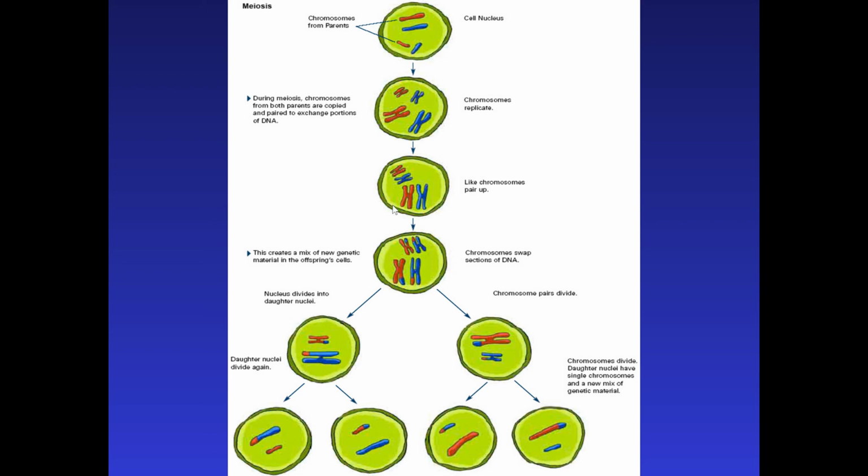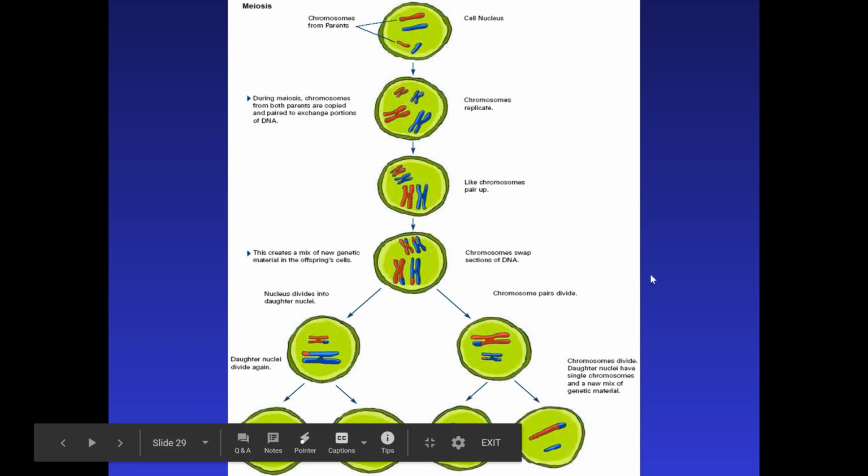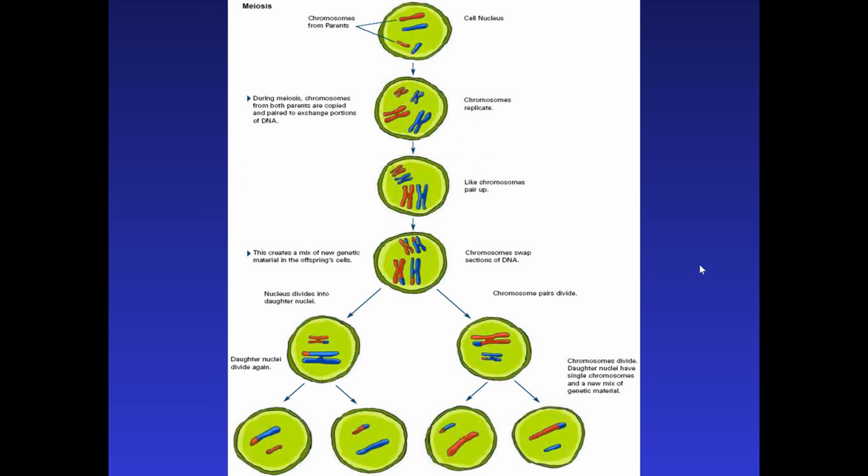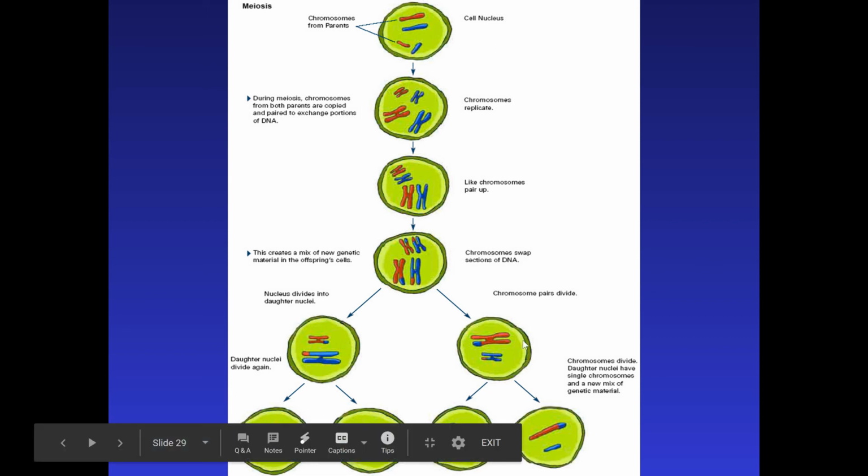They pair up. So the larger ones stick with the larger ones and the smaller ones stick with the smaller ones. And here you could actually see the crossover, which we talked about before. The chromosomes have crossed over. Now here is where the split occurs, or the halving occurs. The nucleus divides into two daughters. So we have one daughter here and one daughter here, and then they split again, and they only have half of what they started with.